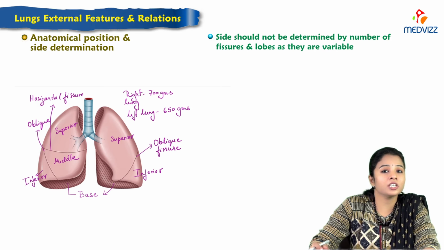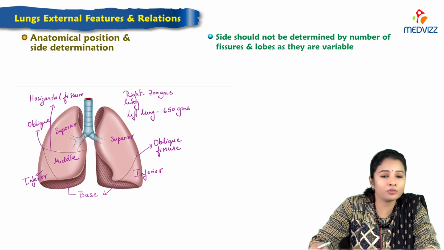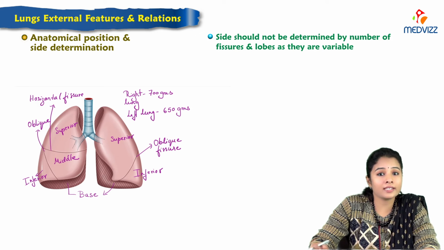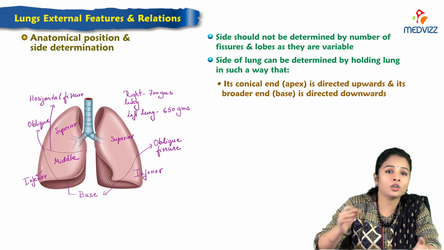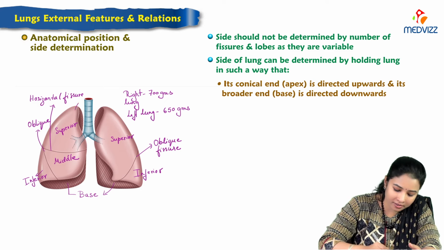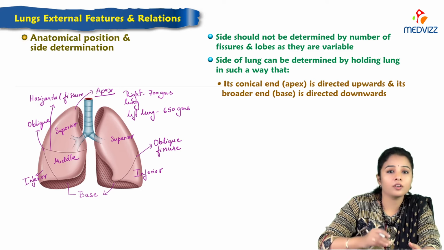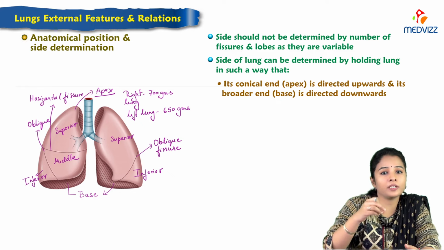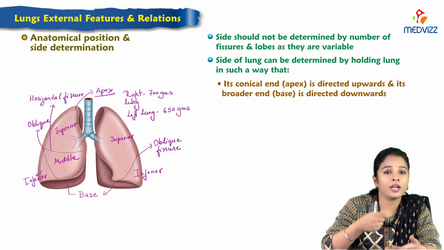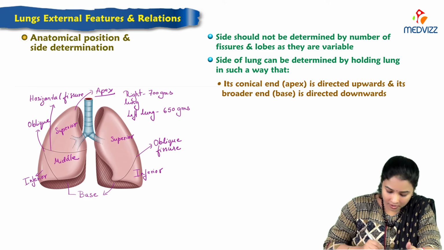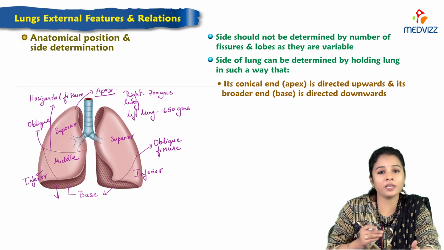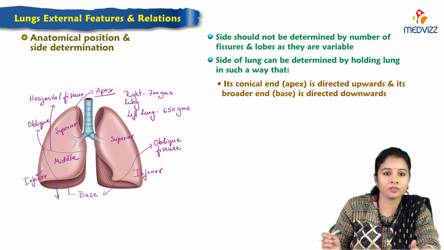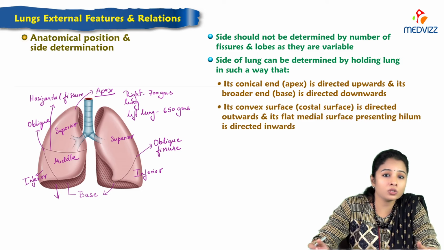The site cannot be determined by the number of fissures and lobes as they are variable. The site of the lung can be determined by holding the lung in such a way that the conical end, that is the apex, is on the top. So the apex is directed upwards and the broader base is directed downwards. The base is nothing but the diaphragmatic surface.